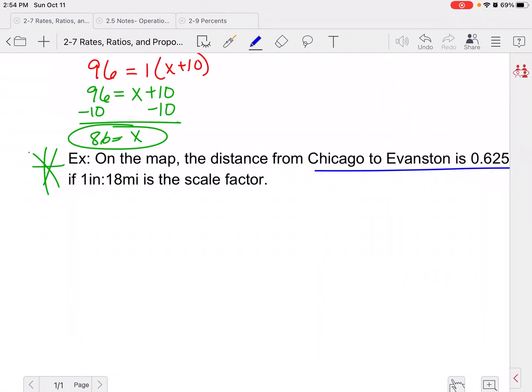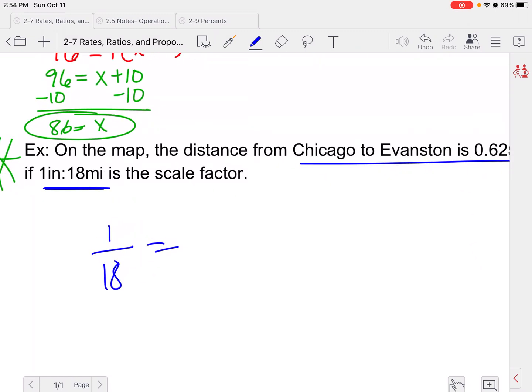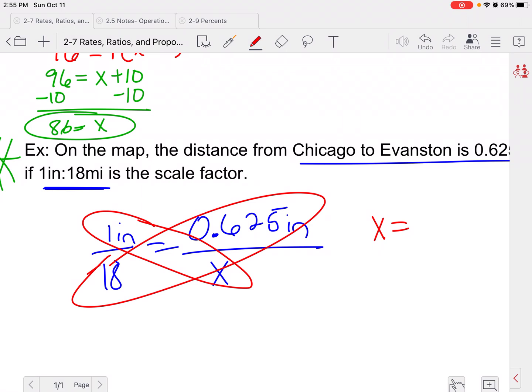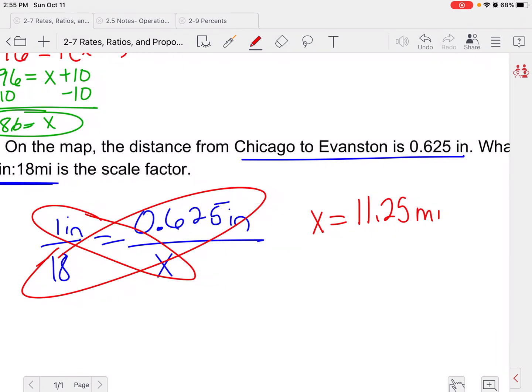So again, I can set up a proportion, and this one is my obvious fraction, right? 1 over 18. And it's 1 inch, so my inches go with inches, so I'm going to have 0.625 on the top here over x miles, I'm sorry, not feet. And we're going to do our butterfly method. 1 times x is x, and 18 times 0.625, and obviously you can use a calculator, is 11.25. And again, we want our proper unit here, so this would be miles. So in real life, Chicago and Evanston are 11.25 miles apart.